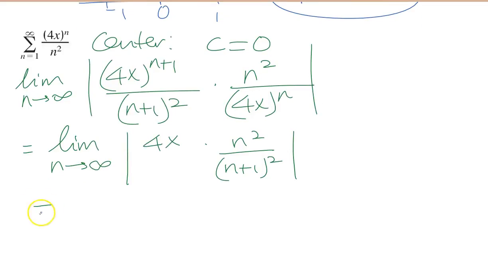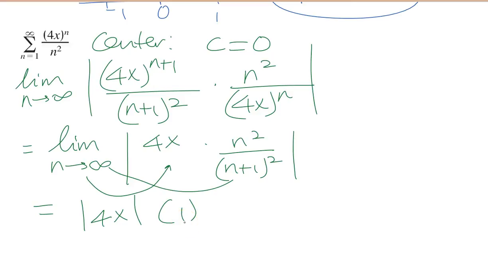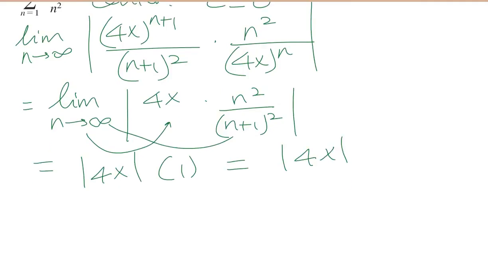Now look, the limit of 4x inside the absolute value signs as n goes to infinity does not change, so it is the absolute value of 4x. And what about the limit of that? The highest power here is 2, and the highest power there is 2. If you expanded this, you will get n squared plus 2n plus 1. So both top and bottom have the same powers, so as n goes to infinity, that limit is going to go to 1, right? So overall, the limit is the absolute value of 4x. That's the limit of the ratio.